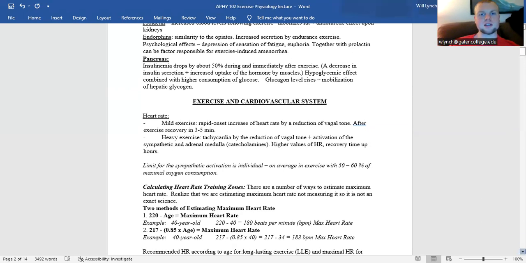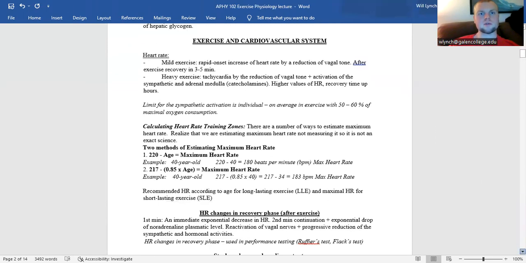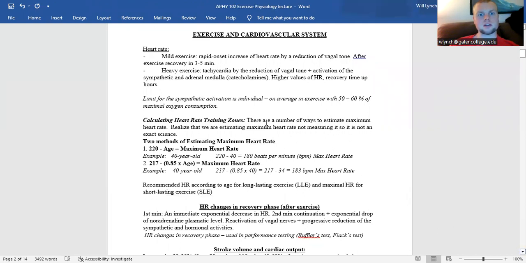So for exercise and heart, we had the tutorial video on this. I will go over it very mildly here. Okay, so the heart is going to have a rapid onset increase of heart rate. This is going to be a reduction of the vagus nerve, which is our parasympathetic input here.